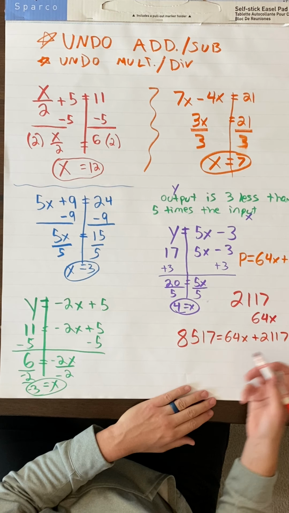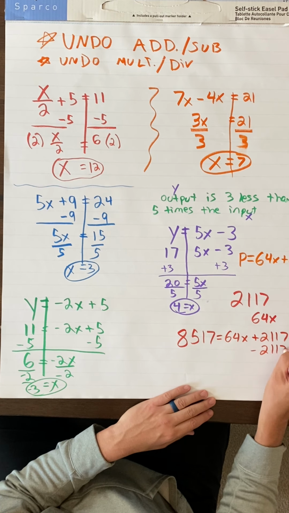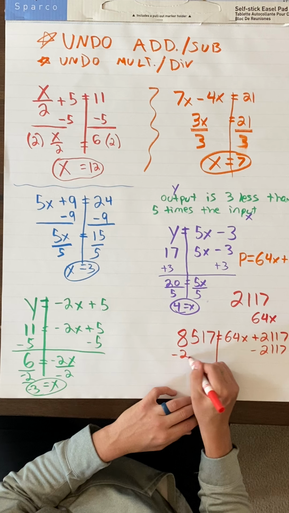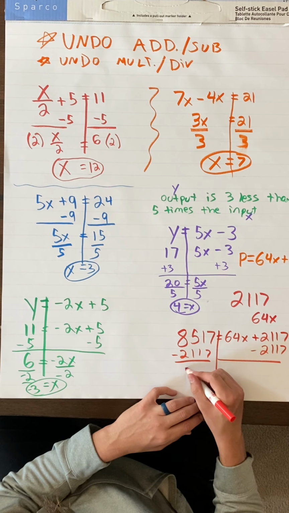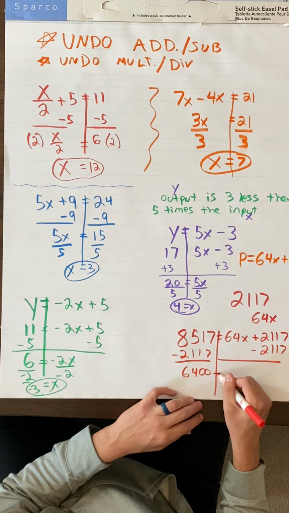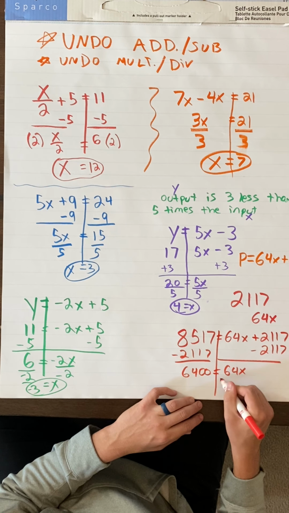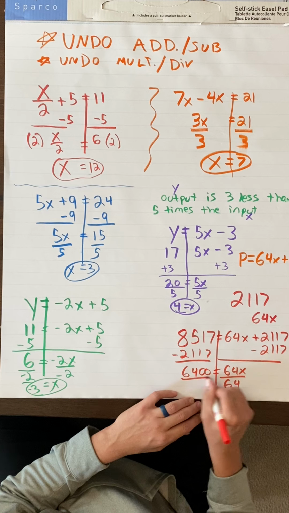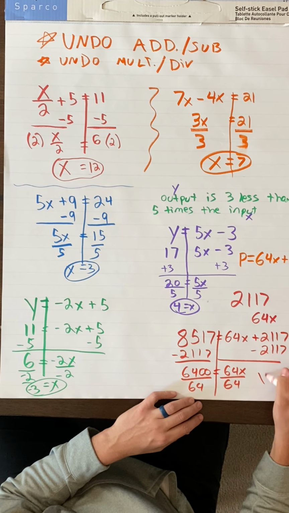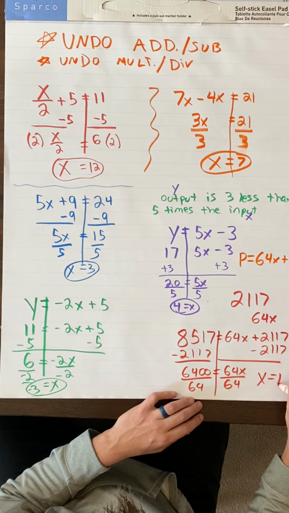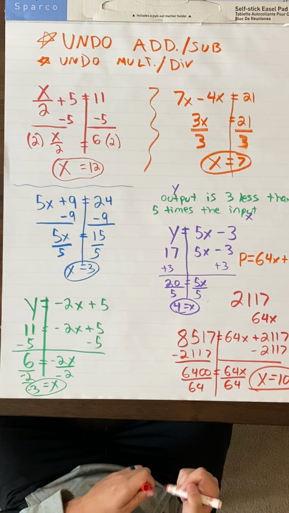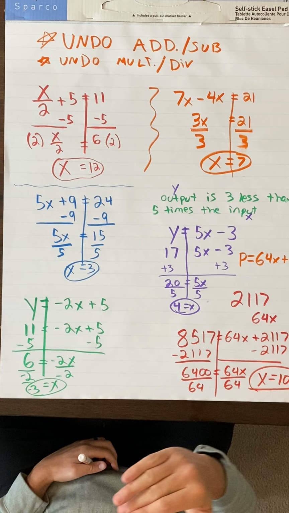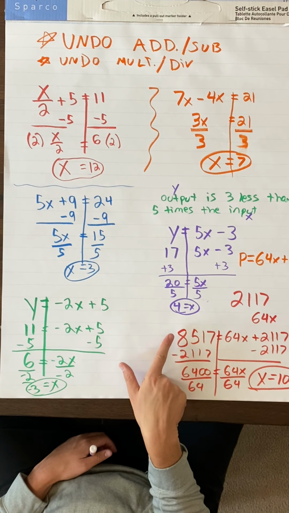So now we just need to solve for our variable. Subtract 2117 from both sides. This would be 6,400 equals 64x. Divide by 64. x equals 100. So what does that mean for this problem? You would be 100 feet below the water to have pressure at this level.